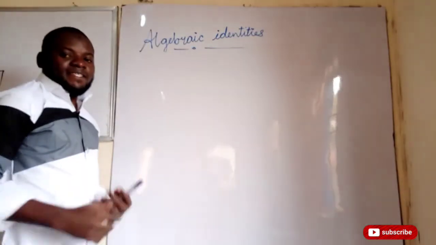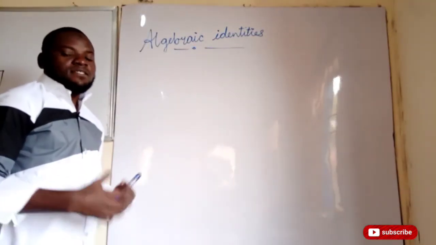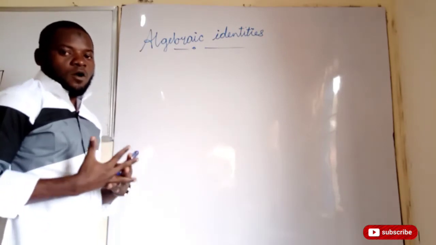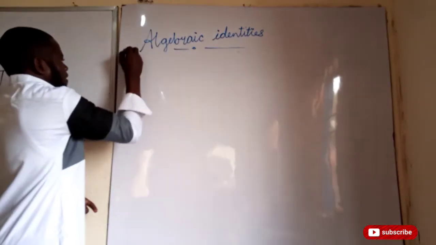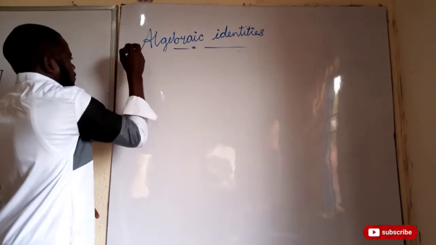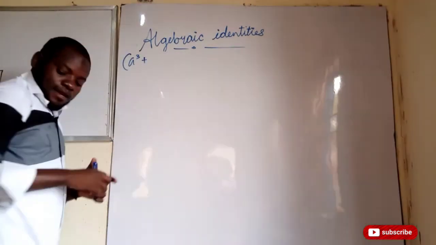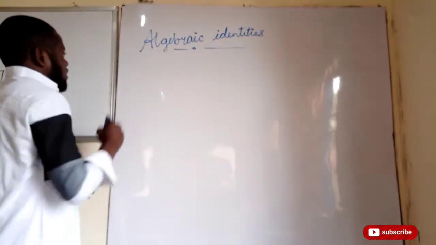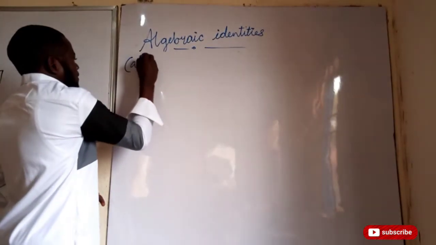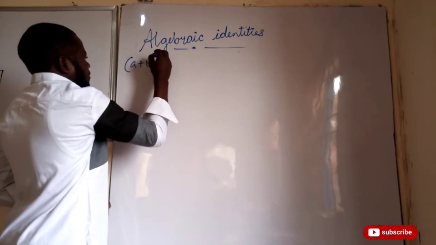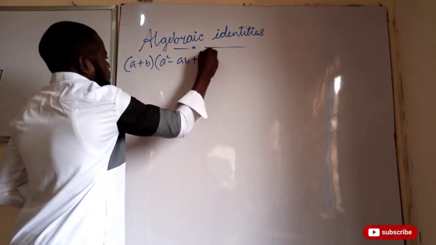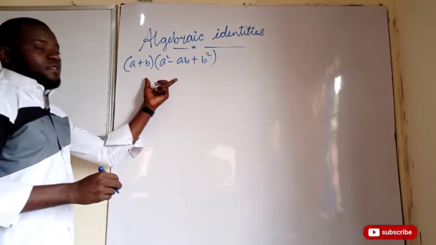So the fourth identity is known as the sum of 2 cube. If I have a cube plus b cube, I want to prove the sum of 2 cube. If I have an expression like a plus b in brackets a square minus ab plus b square, what will this result to?